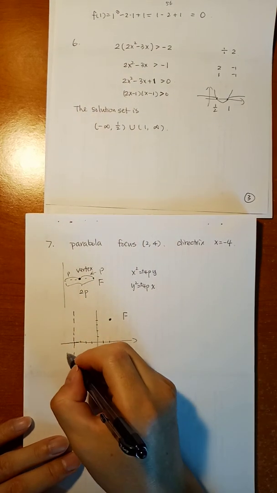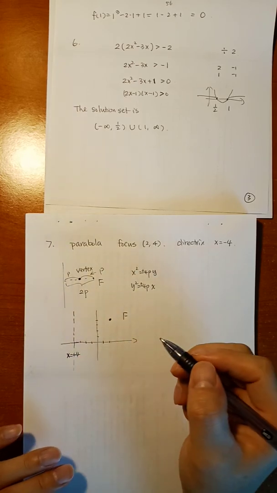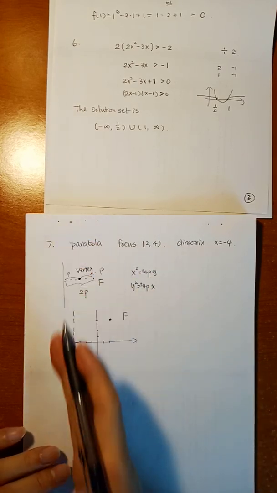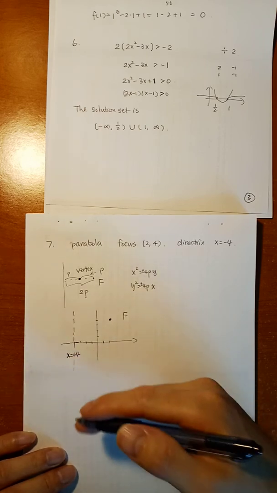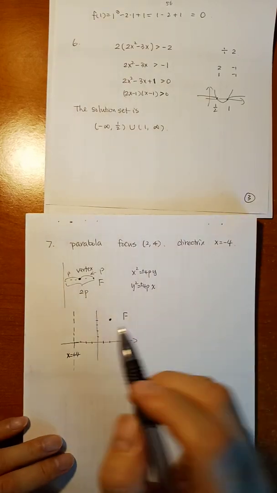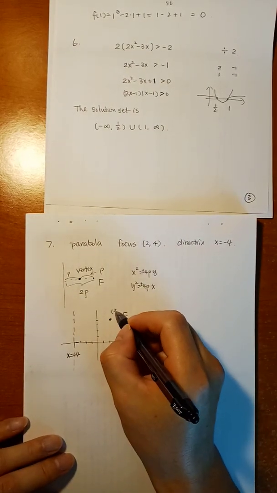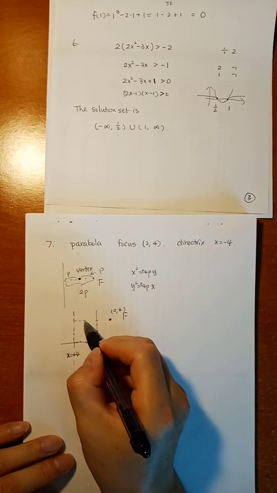This is x equal to -4. Okay, it's a vertical line. The horizontal line is y equal to -4. It's not that one. Don't be confused about those two lines. Okay, it's 2, 4. x equal to -4. Then the distance.